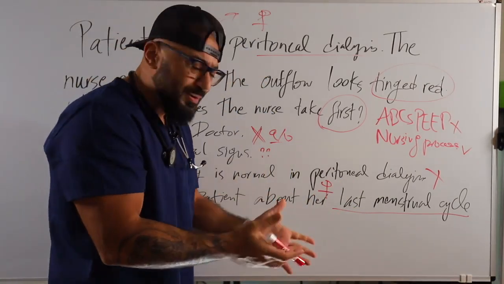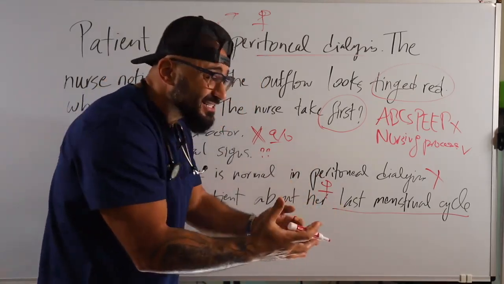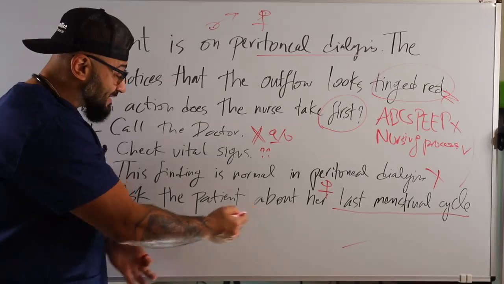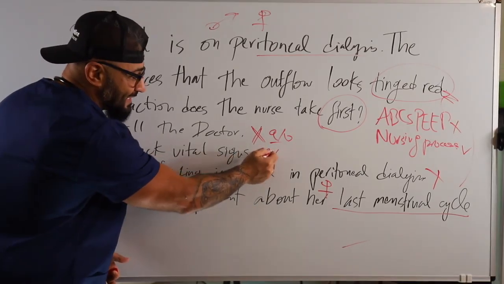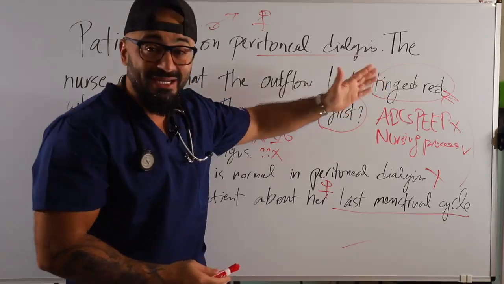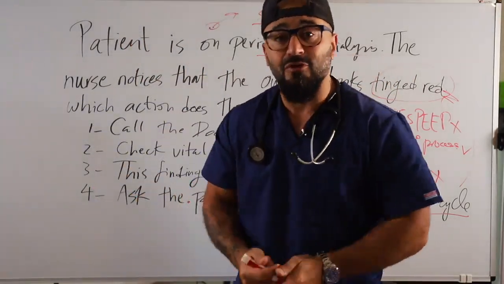Are you having your period right now? So you're going to ask her that question. And if she said yes, then this makes sense. Right? Then this is the right question, and this is not a priority, unless the patient was bleeding. There's no signs of bleeding. There's just tinged red effluent, or the outflow in the urine bag.